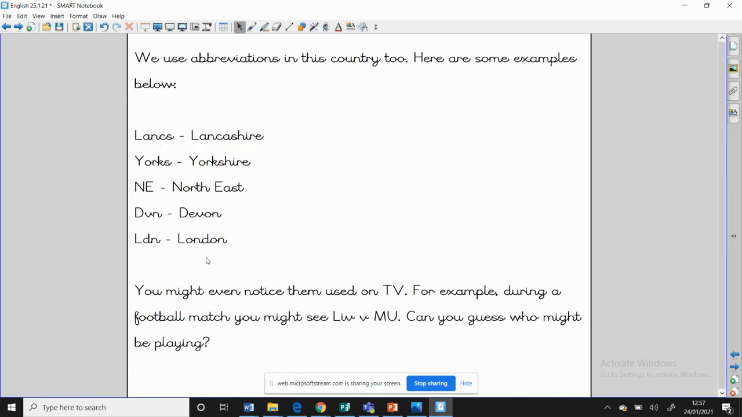LDN is London. Now, you might even notice that when you're watching TV, for example, the match that's coming on Sunday this afternoon when I'm doing this recording is LIV for one team and MU for another. Can you guess who might be playing? If you're a football fan, you might be able to guess that the first one is Liverpool and the second half is Manchester United. Okay.